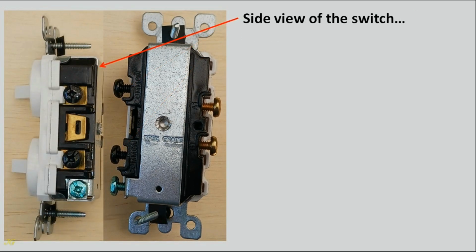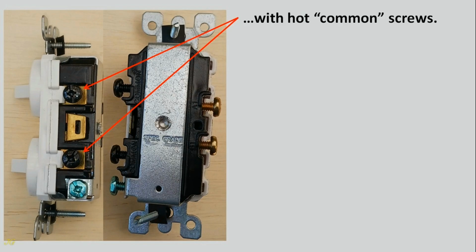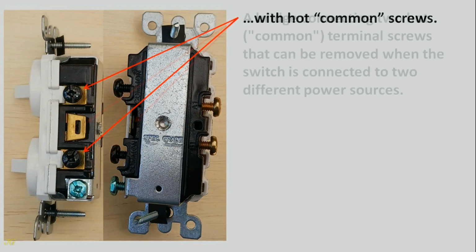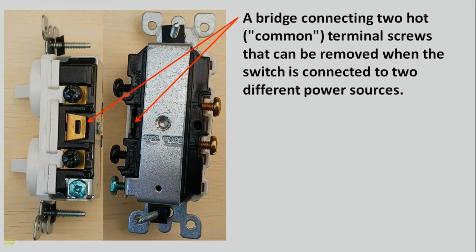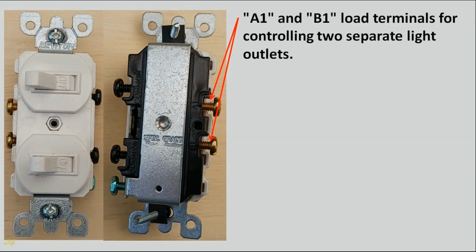Side view of the switch with hot common screws. A bridge connecting two hot common terminal screws that can be removed when the switch is connected to two different power sources. A1 and B1 load terminals for controlling two separate light outlets.